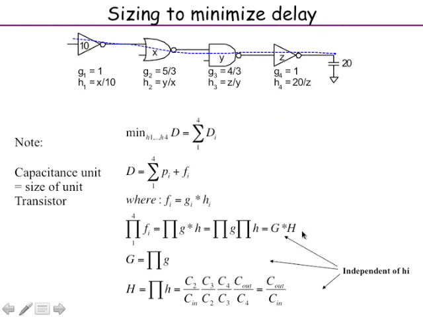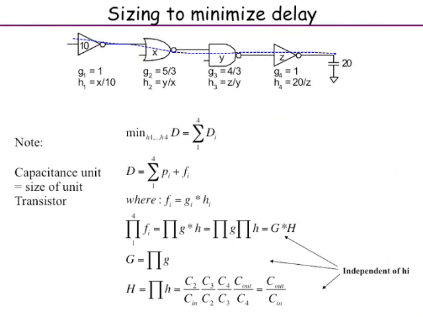Now capital H is the path electrical effort, and very interestingly it also is a constant. Why? Because H is H1 till H4: H1 is C2 by C1, H2 is C3 by C2, H3 is C4 by C3, H4 is C out by C4. You multiply all these, the intermediate C's cancel out, you are left with C out by C1. For any path, the path electrical effort will be the loading at the output of the path divided by the capacitance at the input of the path. The internal sizes don't matter. So the product of all the F's is a constant.